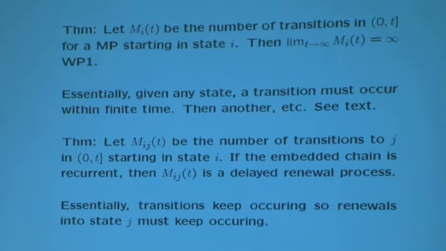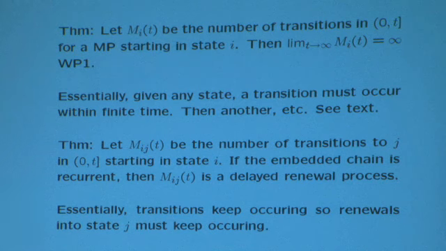Next theorem is to say let m sub ij of t be the number of transitions to j starting in state I. We can't get rid of the starting state. Somehow we have to keep it in there. We have some confidence that it's not important, that it shouldn't be there, and we're going to see it disappear very shortly. But we have to keep it there for the time being. So if the embedded chain is recurrent, then m sub ij of t is a delayed renewal process.